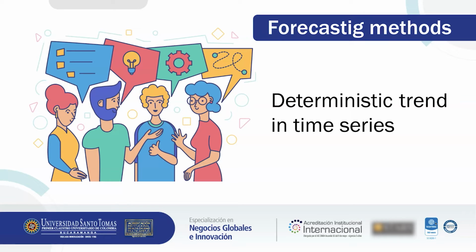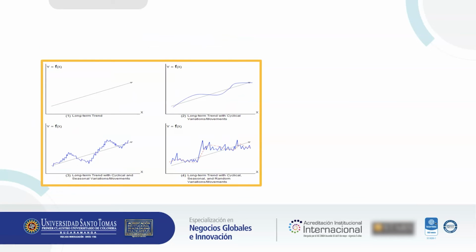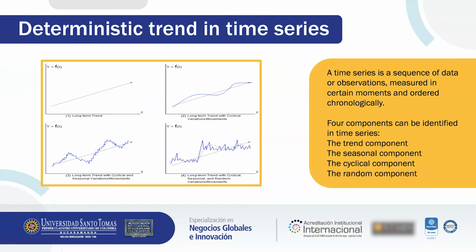For this course's purposes, we will address all our efforts to understand a formal method, Deterministic Trend in Time Series. We encourage you to research other methods such as exponential or moving average. A time series is a sequence of data or observations measured at certain moments and organized chronologically. 4 components can be identified in a time series: the trend component, the seasonal component, the cyclical component, and the random component.